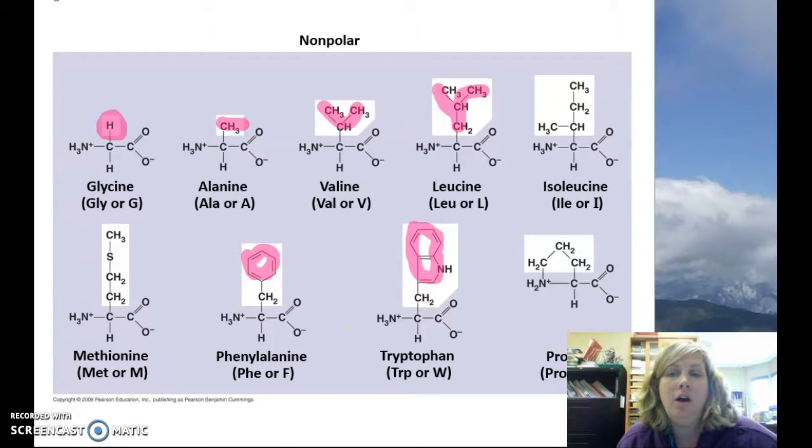And what they all have in common is that they are all non-polar. We're not looking at the other part here, because this part of every amino acid is polar. But we're looking at the R groups, so these other chains are non-polar. Okay.